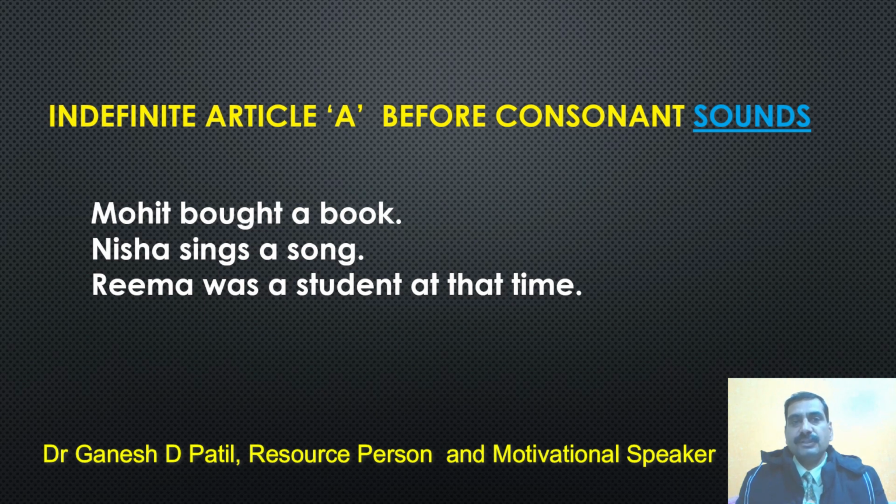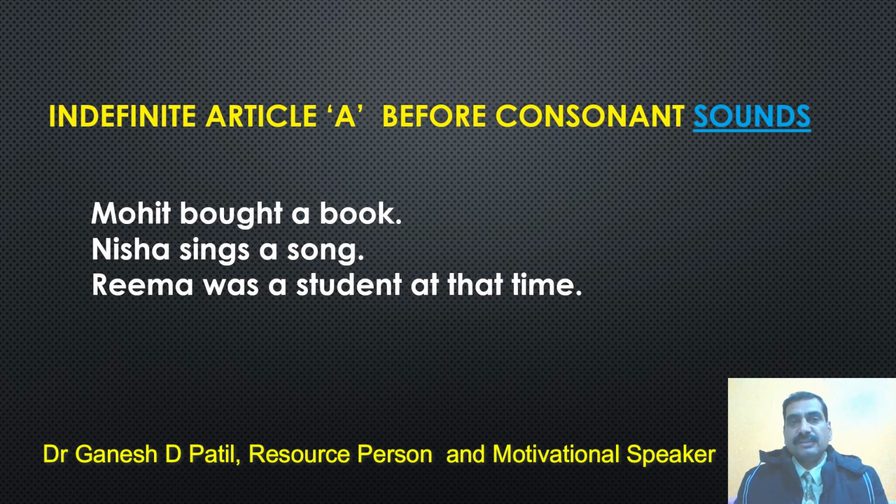Here you can see, a book. The sound b is a consonant, so before it we use article a. A song. The sound s is a consonant sound, so before song we use article a. A student, again s is a consonant sound, so we use article a before it. Always keep in mind that it is the consonant sound and not the consonant letter that determines the use of article a before it.